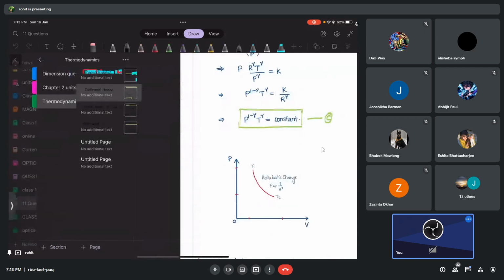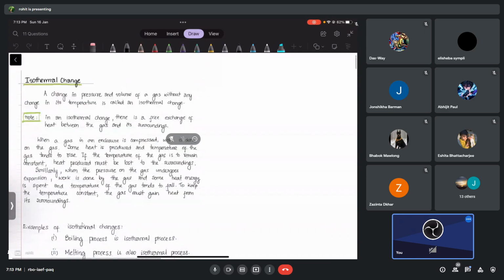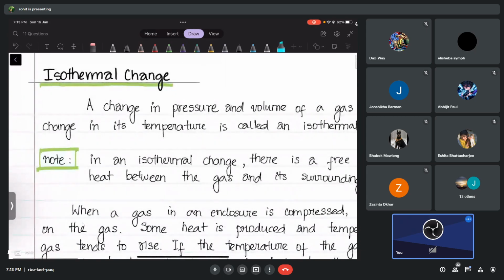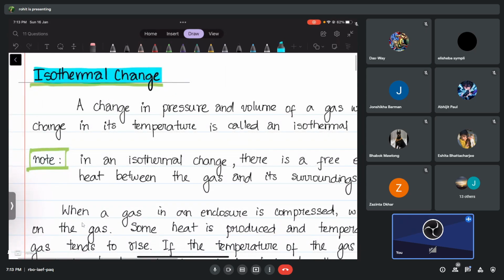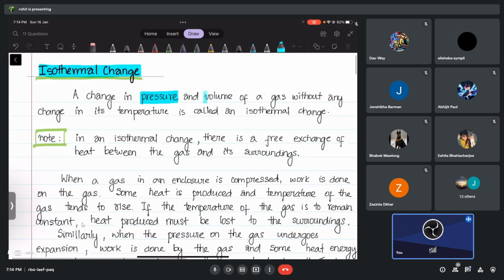So let's be clear. Isothermal change. I told you at the beginning, pressure and volume can change in the system, but if the temperature of the system does not change, then such a change we are going to call isothermal change. Thermal, you can already understand, comes from the word temperature. So temperature does not change.